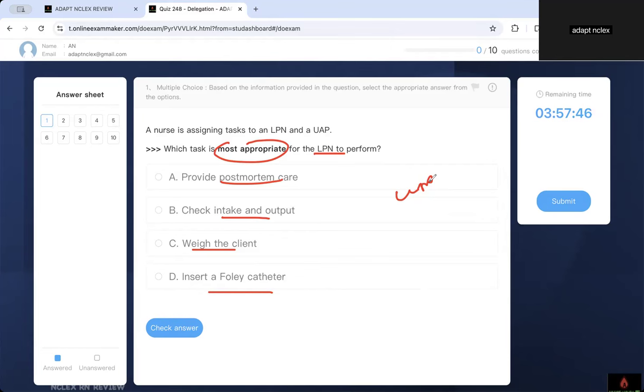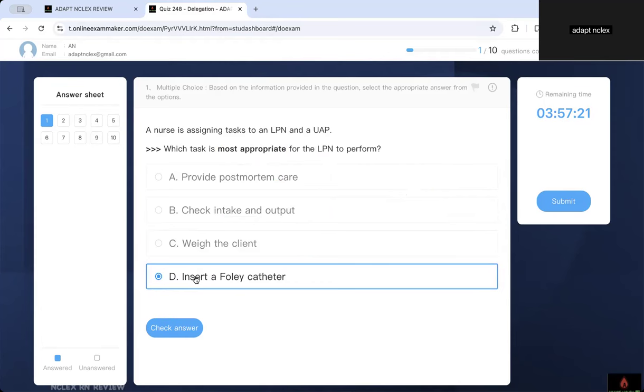But you can see one non-sterile technique and one sterile technique. Post-care is a form of ADL, so UAP would do that. Urine output checking, UAP would do that. Weighing the patient, UAP would do that. Inserting the Foley requires sterile technique, and so this is what the LPN is going to do.